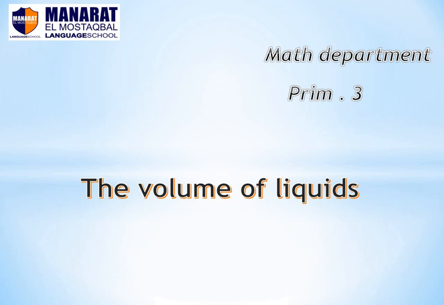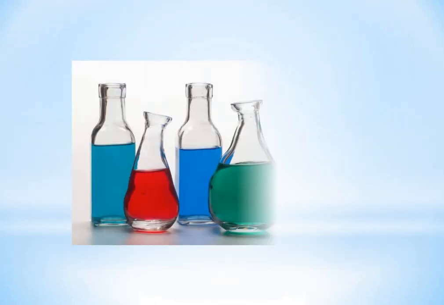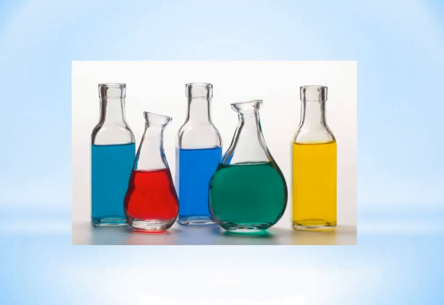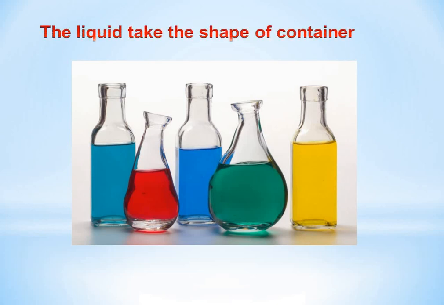Now we will talk about measuring of the volume of liquids. What is the meaning of volume and what is the meaning of liquids? Let's explain this. Here we have some liquids. Some liquid like what? It's like water, like juice, tea, oil, milk, perfume, and so on. That is the meaning of liquid. The liquid takes the shape of the container. What is the meaning of this? If you put some water in the bottle, it will take the shape of the bottle. If you put water in the cup, it will take the shape of the cup.